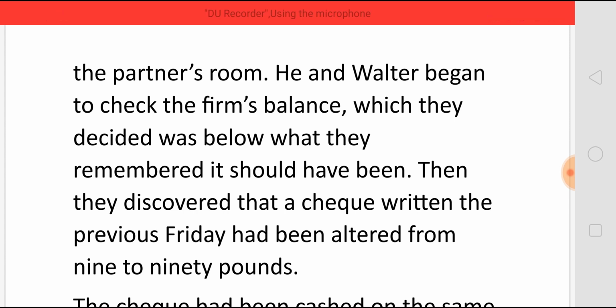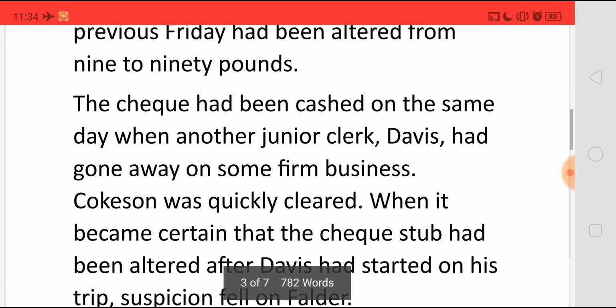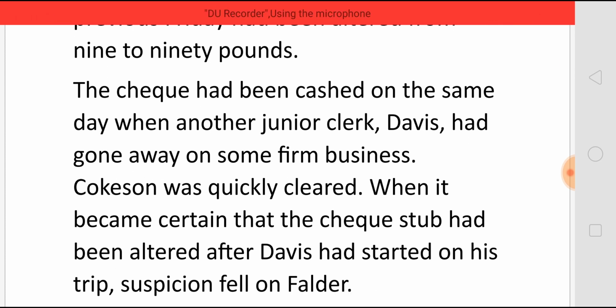So in order to check why such a big amount, nearly 81 pounds, is differing, they check and find out that a check written the previous Friday had been altered from 9 to 90 pounds. That is, "ty" was added to 9. And the check has been cashed on the same day. On that very day, another junior clerk named Davis had gone away on some firm business to Australia. So Cokeson was quickly cleared because he is not involved in this.